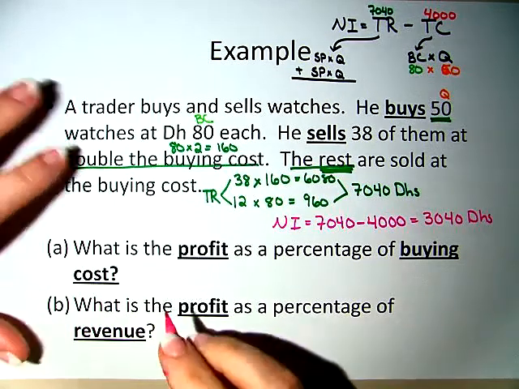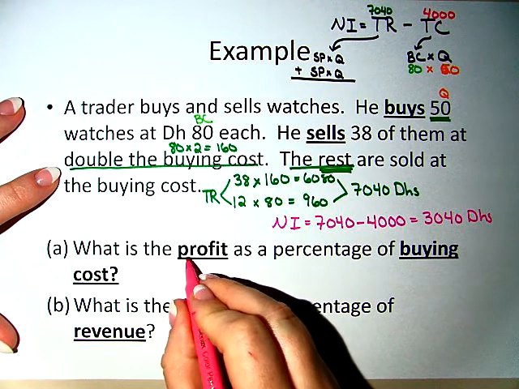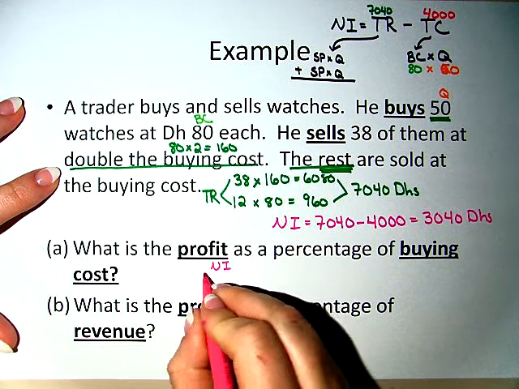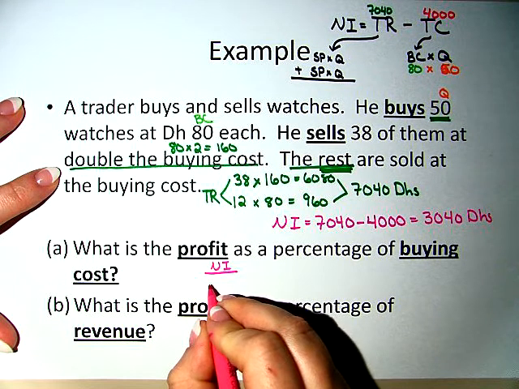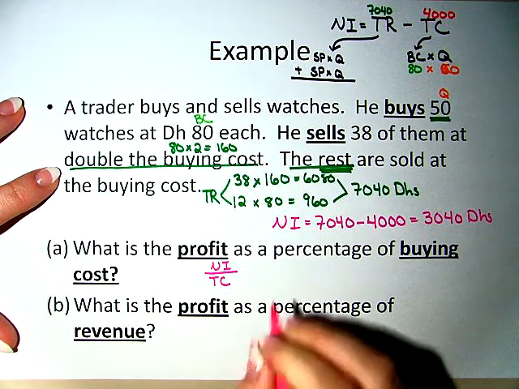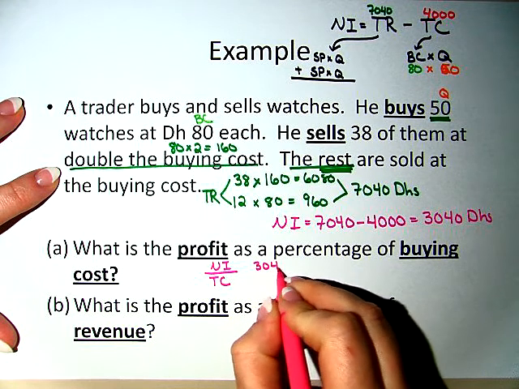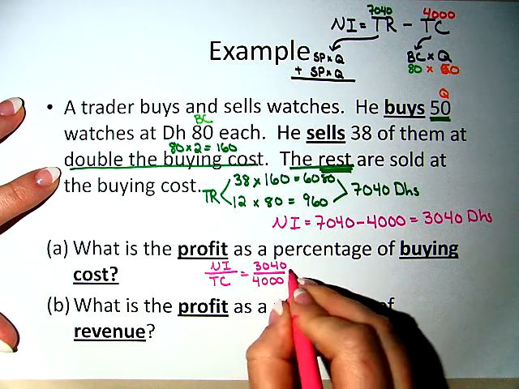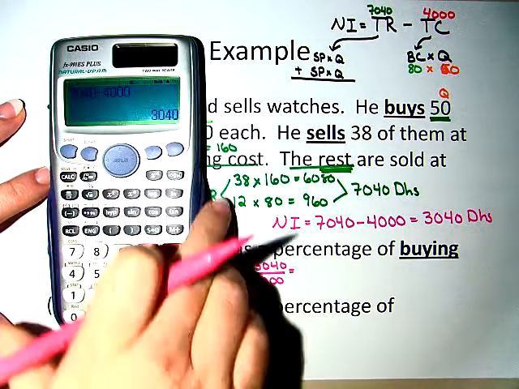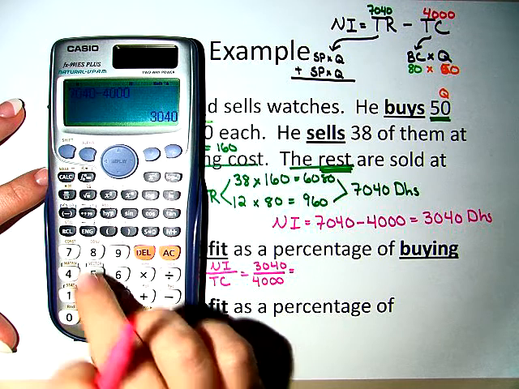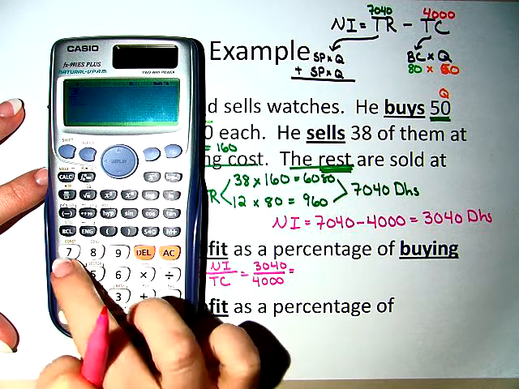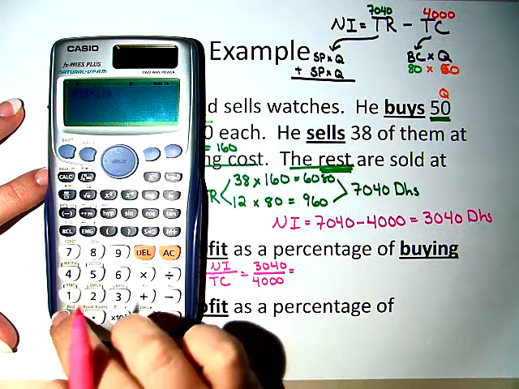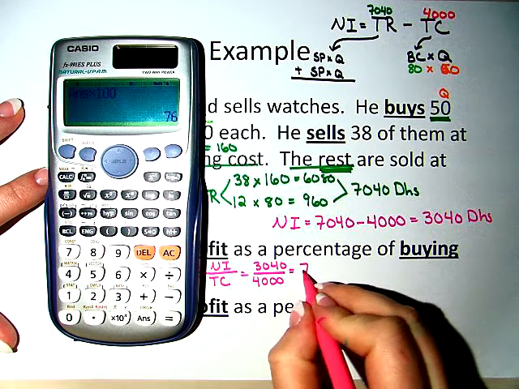So the profit as a percentage of buying costs. Okay, so profit as a percentage of that would mean that I take my profit, my net income, and I divide by my total cost. So my net income was 3,040 and my total cost was 4,000. And remember, we need to make it a percentage, so you have to multiply by 100. So we'll make a fraction. 3,040 divided by 4,000 multiplied by 100 gives me 76%.